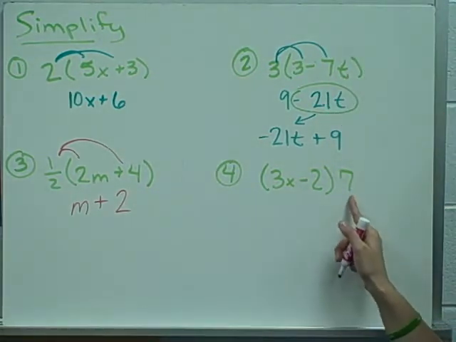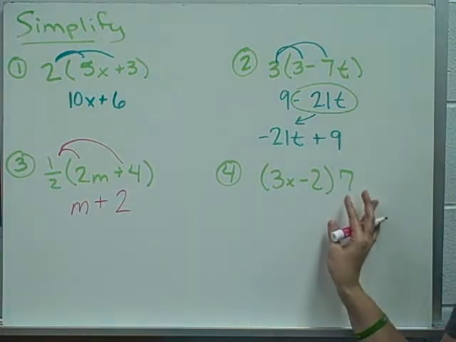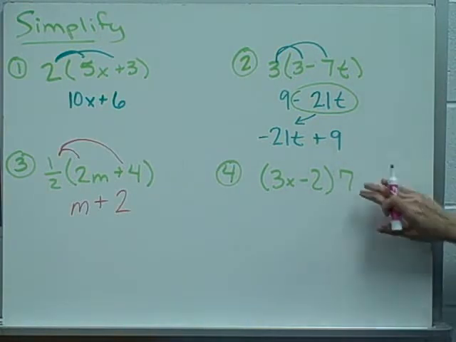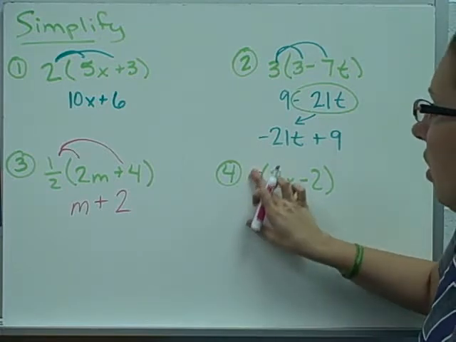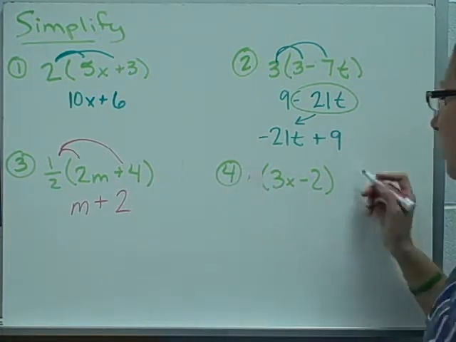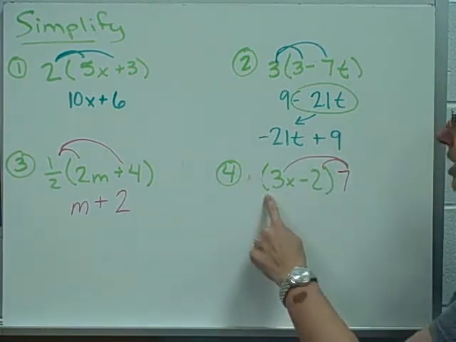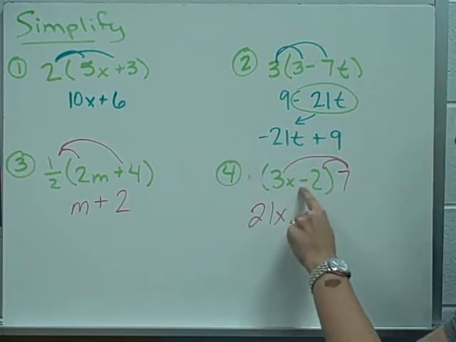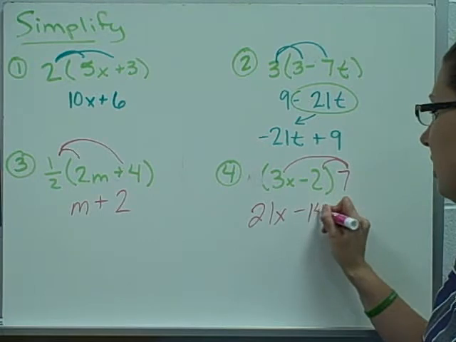And then this one here, you'll notice that the number that I'm multiplying is over here to the right of the parentheses. You can change this and move it to the front if you want to, or you can leave it where it was and just draw your arrows backwards, I guess. 7 times 3x, 21x. And then I have a minus there. 7 times negative 2, or minus 2, is minus 14.